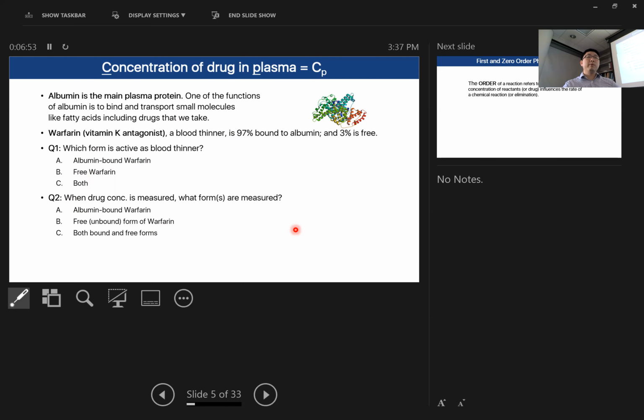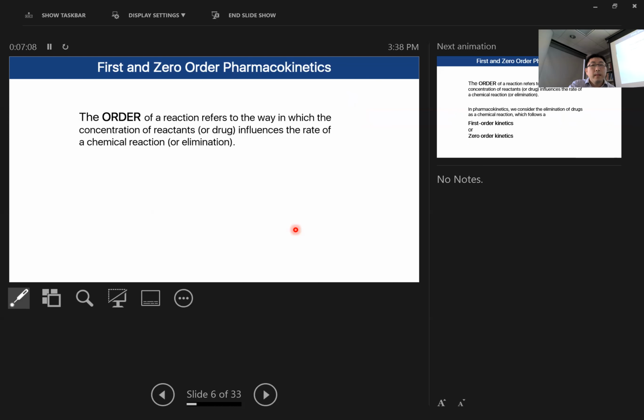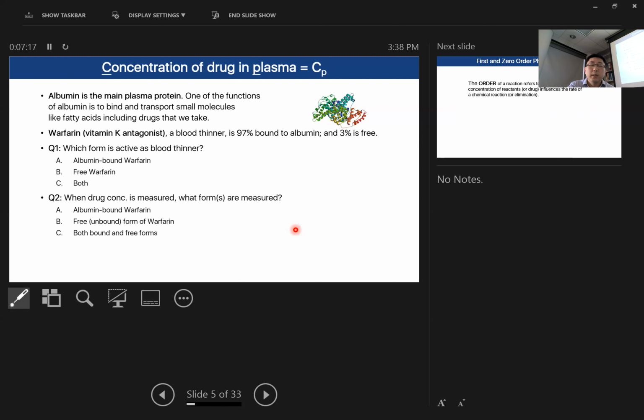But then when we do the measurement, what do we measure? Is it free, bound, or both? Both, right? There's no way to separate them. The easiest way to do this is just to measure both. So what kind of drug does albumin prefer? Hydrophobic or lipophobic? Yeah, hydrophobic.